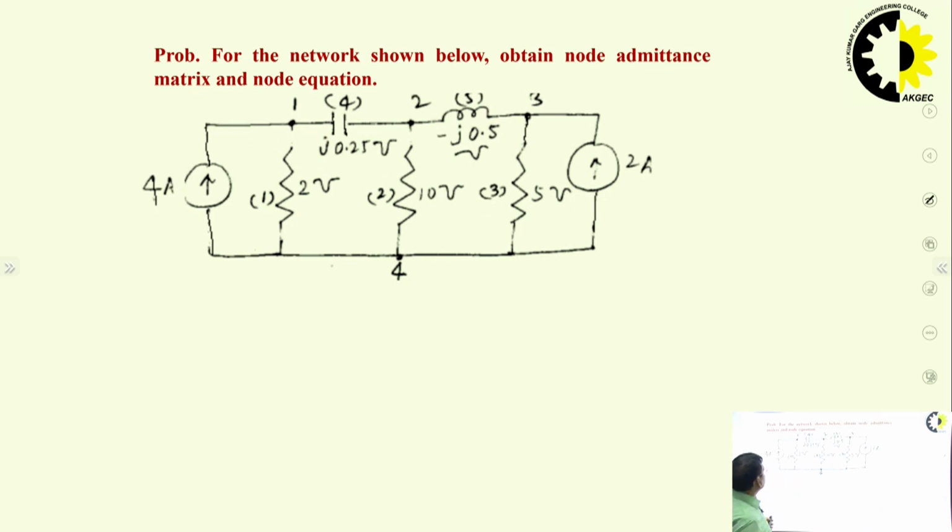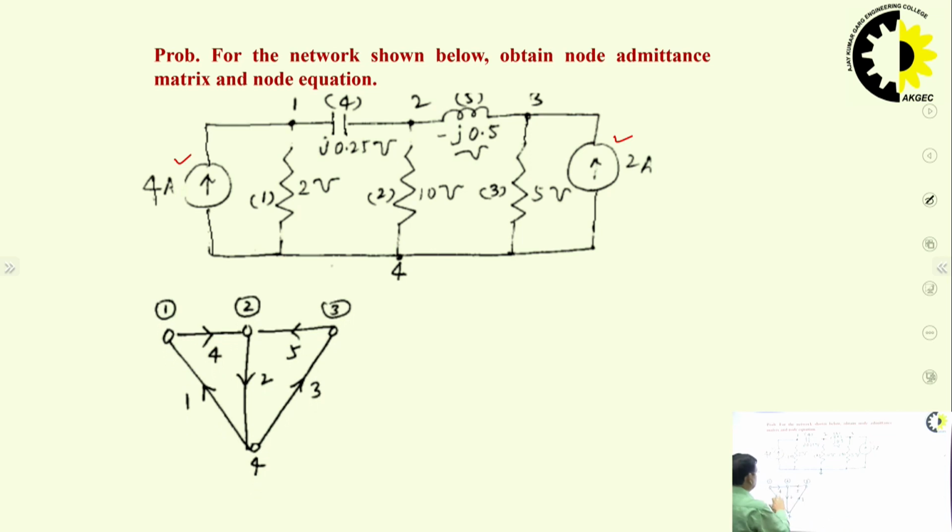Now, node admittance matrix and node equations. This is the circuit to carry out the nodal analysis. Here we can see that there are current sources, no voltage source present in the network. So first draw the oriented graph of this network. This is an ideal current source, so the admittance will be infinite, so it will be open circuit. So it will look like this. This is the oriented graph with nodes 1, 2, 3, 4, because these are ideal sources, so no element is present in the graph for these ideal sources.